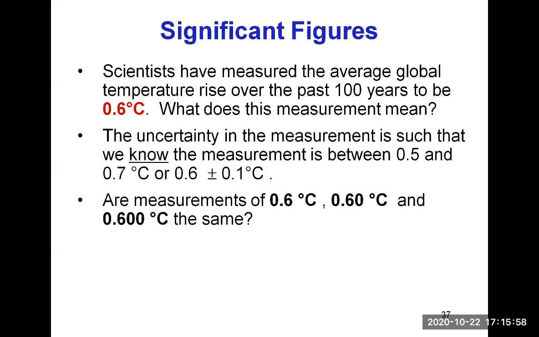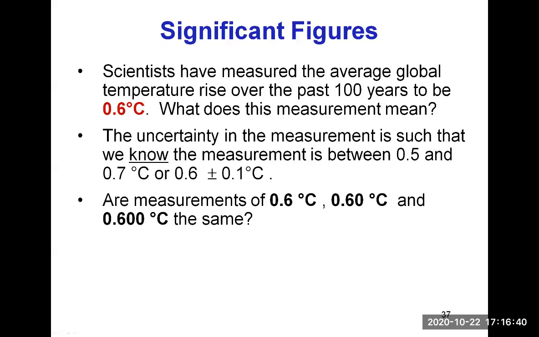So, for example, our measurements of 0.6 degrees Celsius or 0.60 degrees Celsius or 0.600 degrees Celsius, are they the same? No, they are not, because in 0.6 we add plus or minus 1 to the 6, because that's the last digit to the right, it's the estimated digit. But in 0.60 we add plus 1 or minus 1 to the 0 to the right. So the range will be 0.59 to 0.61 degrees Celsius. So it's a narrower range.